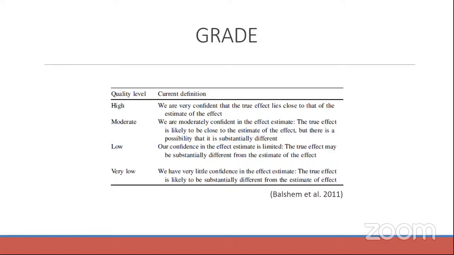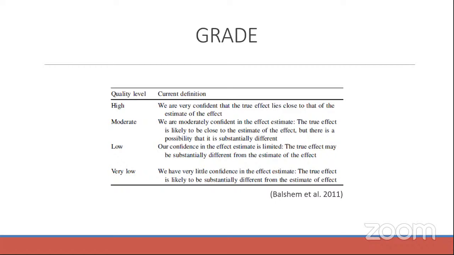Okay, the definition of quality levels based on GRADE evidence synthesis. So if you say high, you're very confident that the true effect lies close to that effect estimate. The one that you found in a review, you calculate the effect estimate based on the comparison of interventions. That effect size, you're quite confident the true effect is within the confidence interval of the effect estimate. What is moderate? You're moderately confident in the effect estimate.